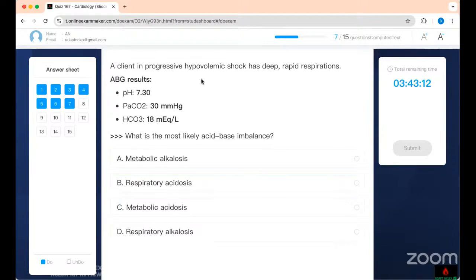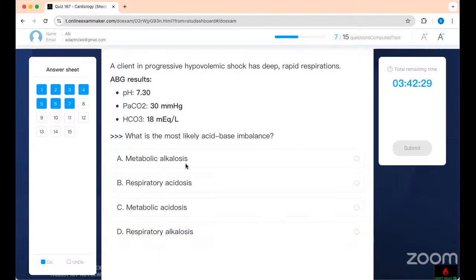A client is in progressive hypovolemic shock with deep respirations. And the ABG shows what? pH of 7.3, PCO2 of 30, bicarb of 18. What is the most likely acid-base status? Look at the pH. It's less than 7.4. It has to be acidosis. Therefore, we're going to take away the alkalosis options. So A is gone, and then D is gone. The bicarb is 18. So that means we're using up the bicarb. So it has to definitely be what? Something that will use up the bicarb.